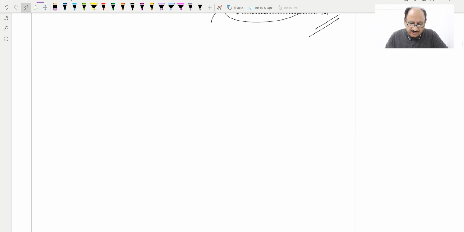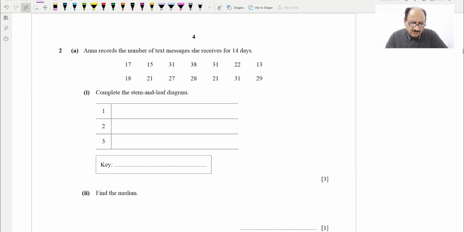Hopefully you understand this. Now here comes question number 2. Anna records the number of text messages she receives for 14 days. Data is provided, and they're saying complete the stem and leaf diagram. We will be taking one by one. The smallest one we will take is 13, so we can write 1 and 3.